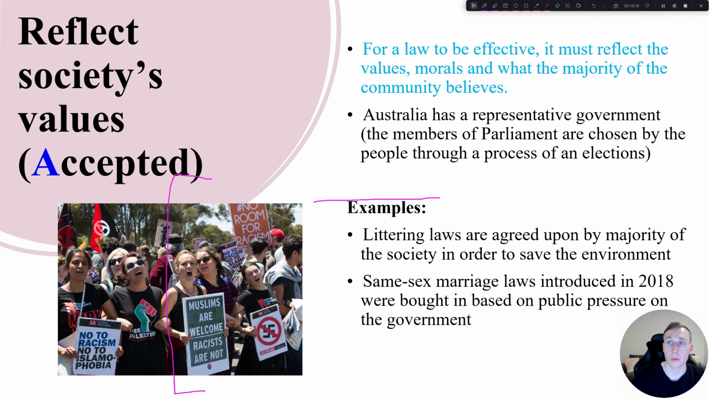Second one here is a really easy one to use. For a law to be effective, it needs to represent the majority of the community's beliefs. So if the majority of Australia agrees with that law, it's going to be really easy for people to follow. If 90% of the people don't agree with a law, then chances are you're going to have a lot of difficulty enforcing that law and making sure people follow it. And how we make sure we reflect society's values is basically everybody over the age of 18 has to vote, and they vote for who wants to represent their views and values. So we have what's known as a representative government with regular elections.